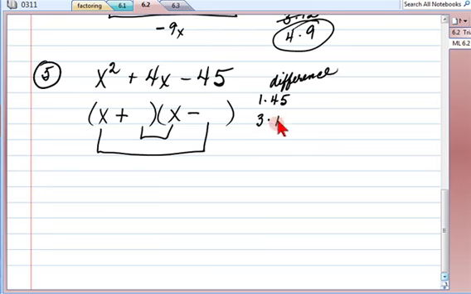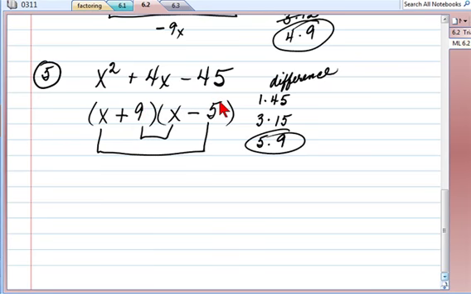3 goes in there 15 times. Do 3 and 15 have a difference of 4? No. All right, 4 doesn't go in there, 5 does. 5 times 9. Do 5 and 9 have a difference of 4? Yes, so that's my choice. When I look at this, I see that not only do I get a 4, but I get a positive 4, which meant the big number had to be positive. So the 9 will go here, and the 5 will go here.